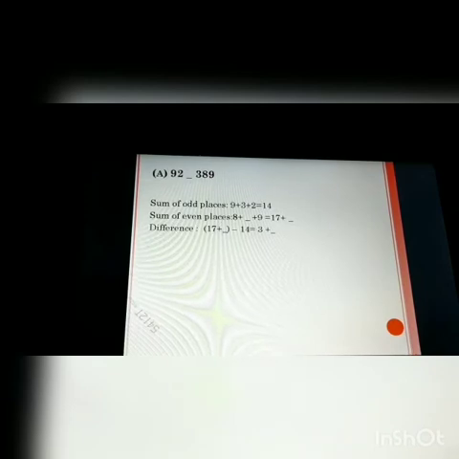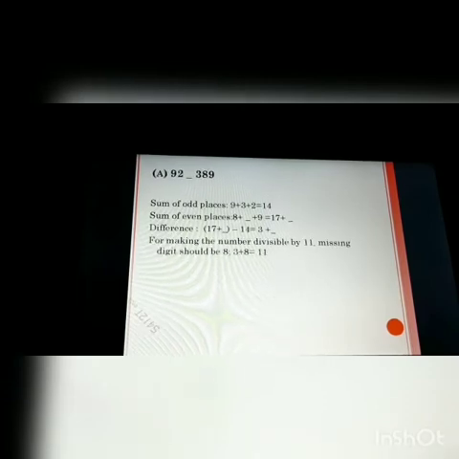17 minus 14 is 3. That blank remains as it is. That means the difference is 3 plus the blank, the missing number. Now you need to think about what the missing number should be, that should be added to 3 so that the number is divisible by 11. So obviously we'll get 8. For making the number divisible by 11, the missing digit should be 8 because 3 plus 8 is 11. So you can say the missing digit is 8.